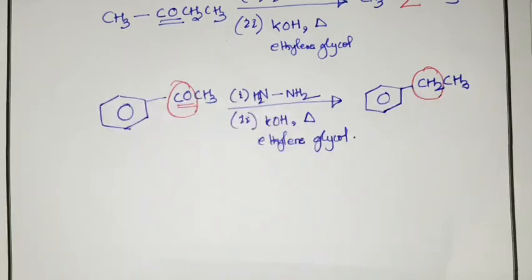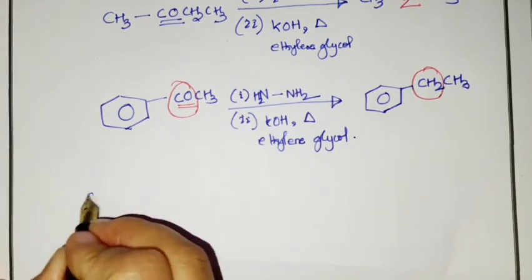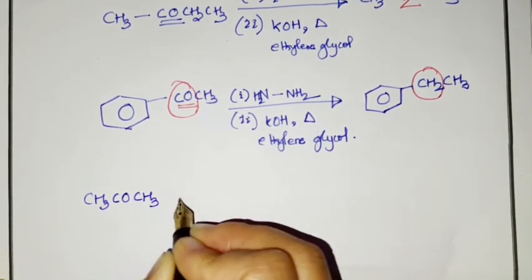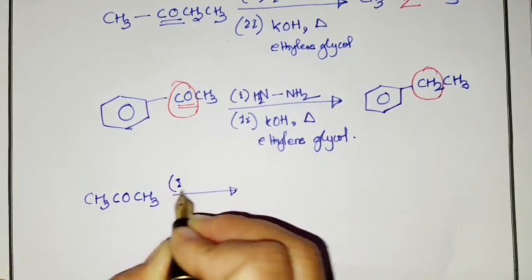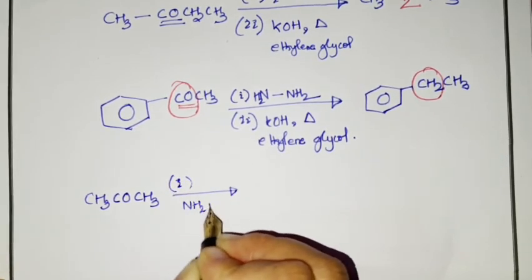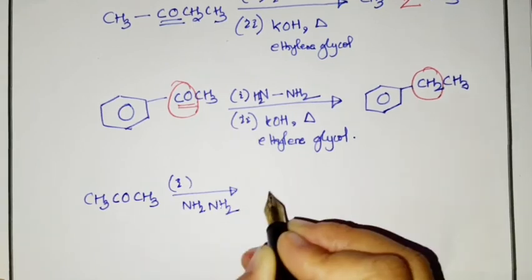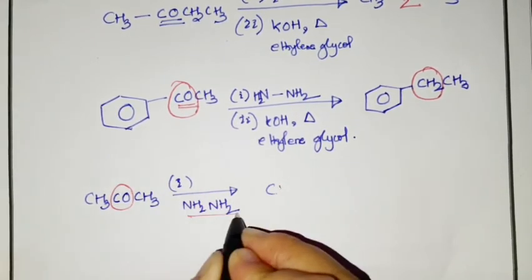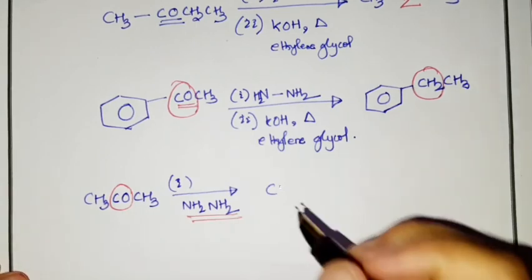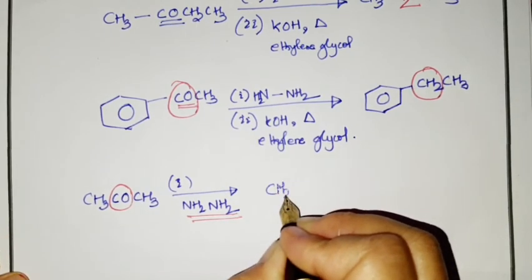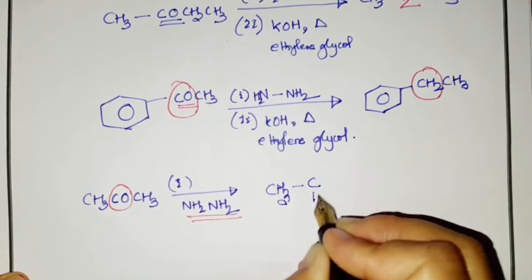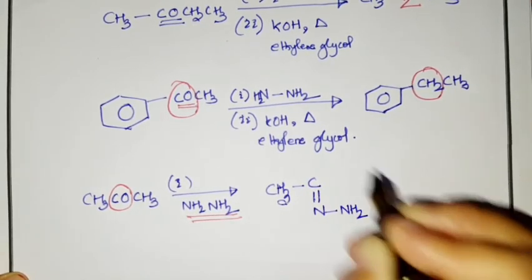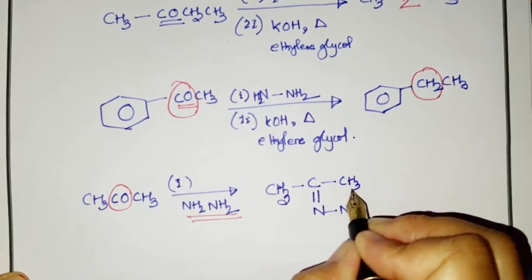Let's do one last example. Okay, CH3 CO CH3. Suppose we first react it with NH2 NH2 hydrazine. Okay, what will happen? This one and this one form hydrazone. Now the hydrazone, what is it? CH3 C double bonded with nitrogen, then NH2. Okay sir, here it is your CH3.